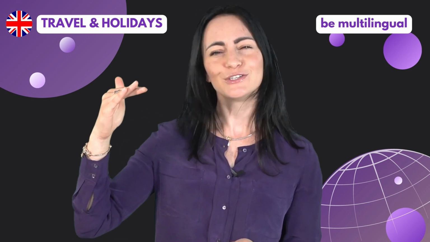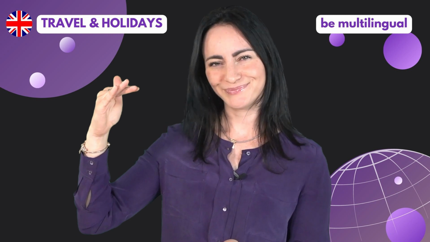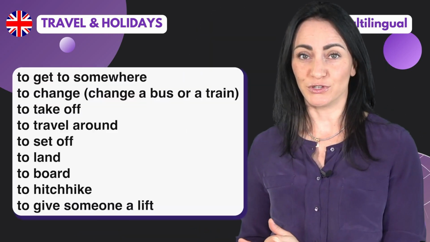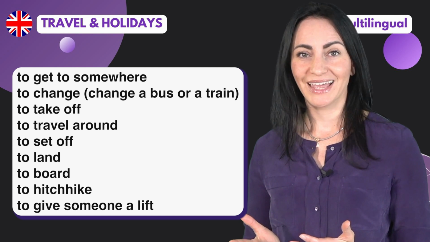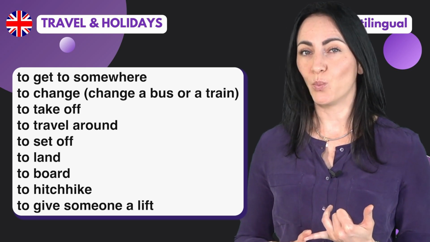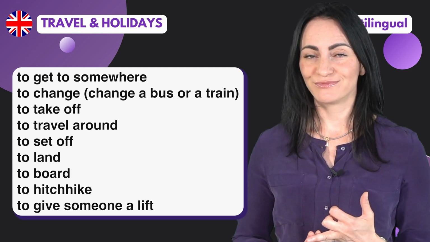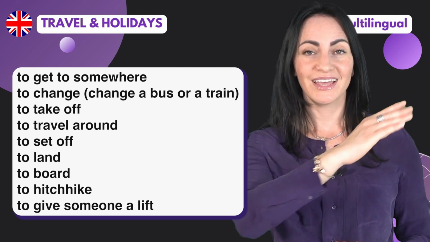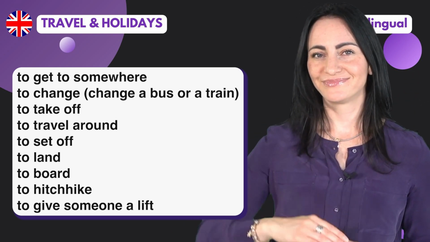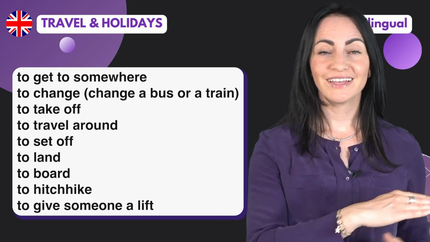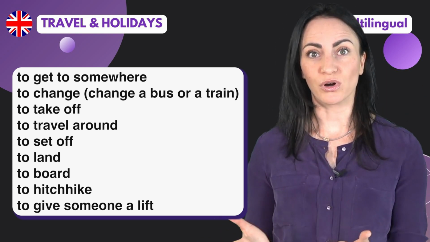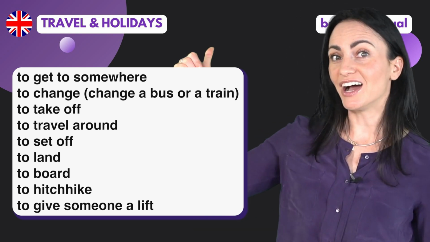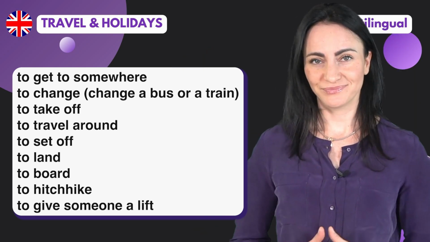Now, let's continue. I'd like to learn some more advanced phrases for traveling, because you want to level up your English, right? Here are the advanced phrases I'd like you to use in the upcoming text. The first one, to get to somewhere. To change. You can change a bus or a train. To take off. To travel around. To set off. To land. To board. To hitchhike. To give someone a lift.